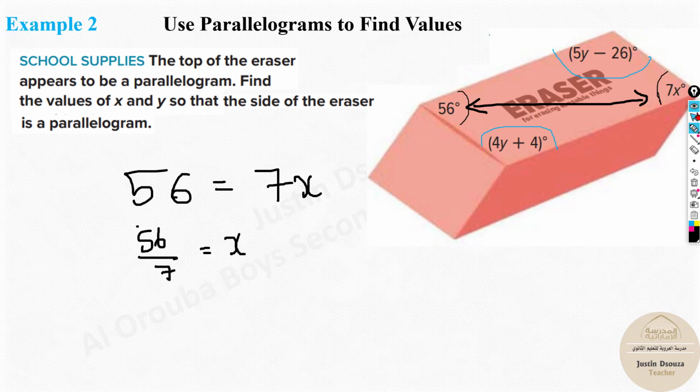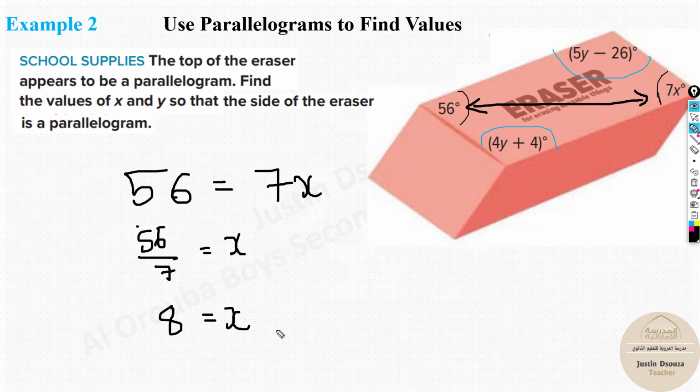It is not 8. Sometimes my brain freezes, and this is one of those moments where my brain has just been numb. I just can't calculate this for some reason. Let me go through it. 7 5s are 35, 6s are 42, 7s are 49, 8s are 56. Okay, somehow it came. It's 8. The answer is x equals 8.